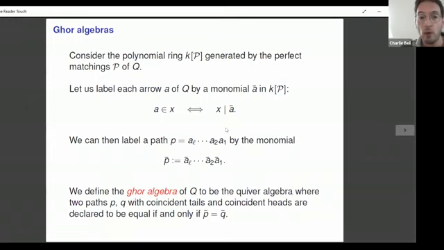And we define the core algebra of Q to be the quiver algebra, where two paths with coincident tails and coincident heads are declared to be equal if they have the same monomial labeling. So this is the core algebra. So it's really based on the perfect matchings. So the relations all come from the perfect matchings.